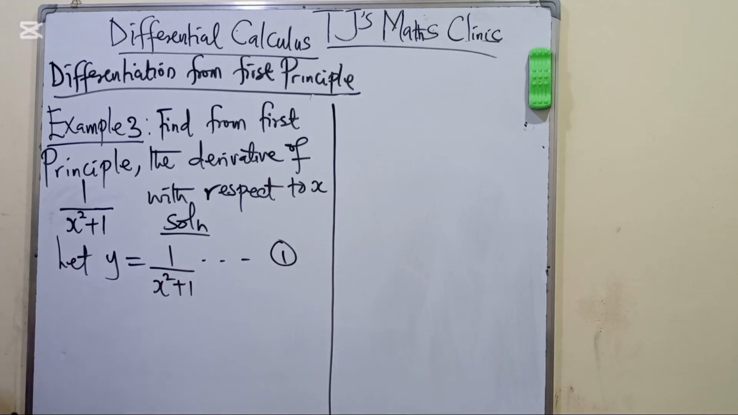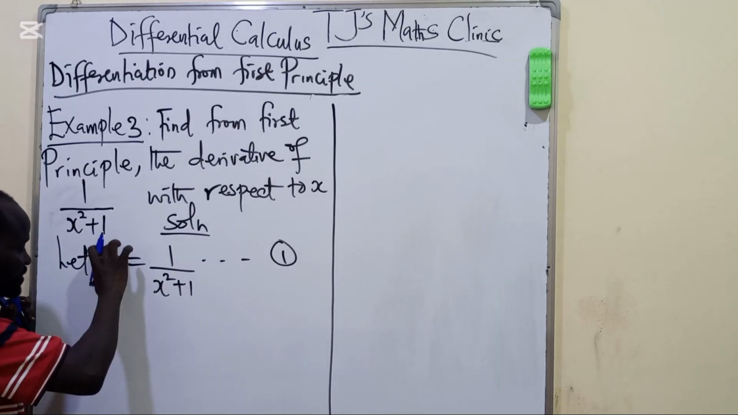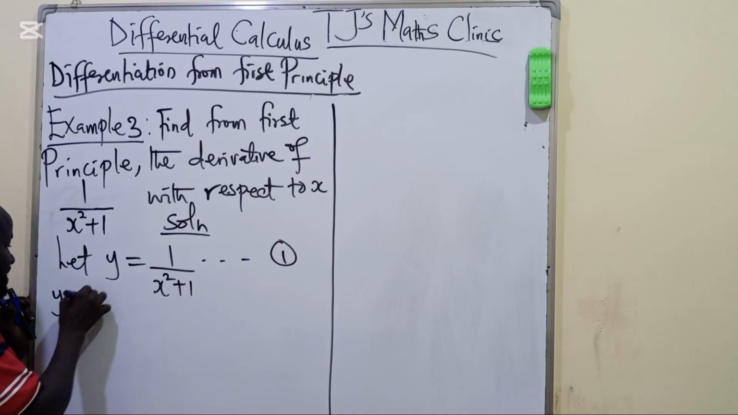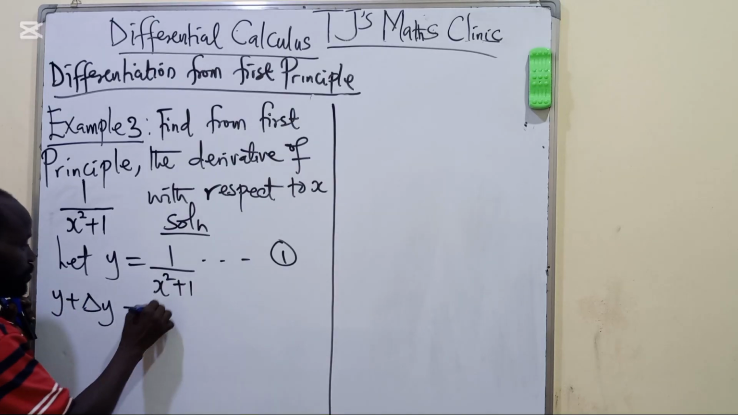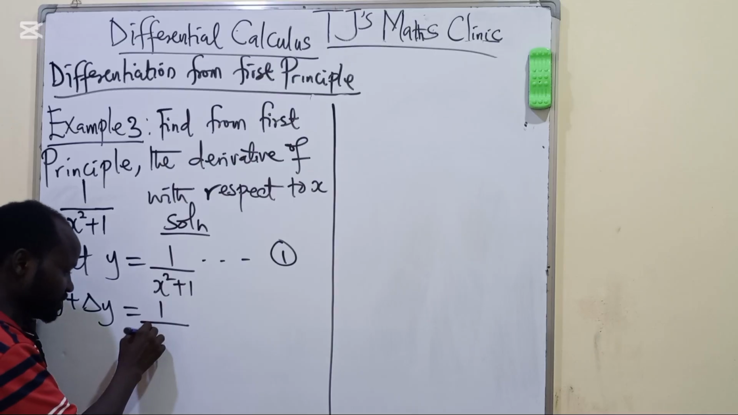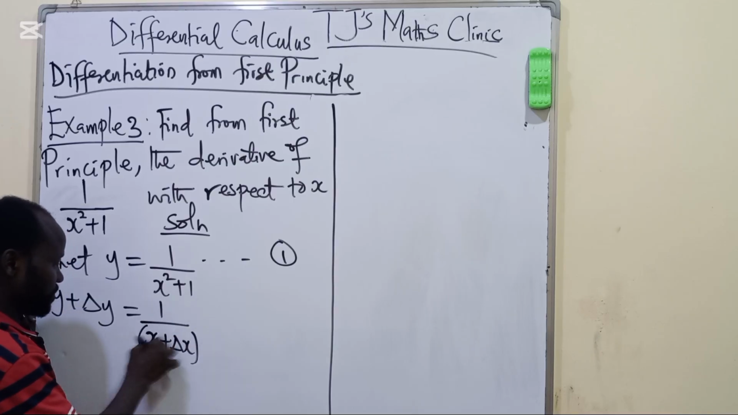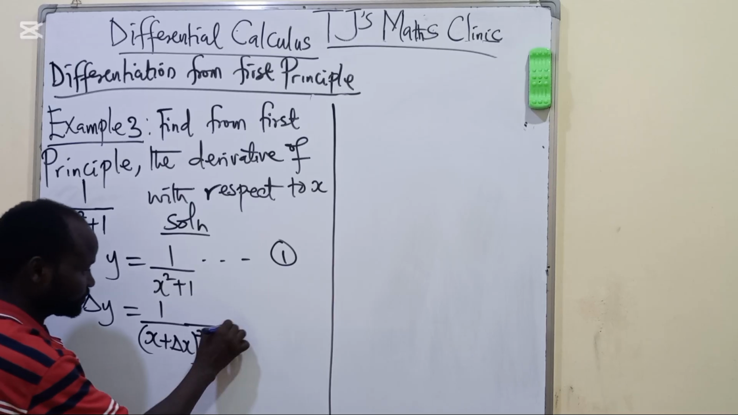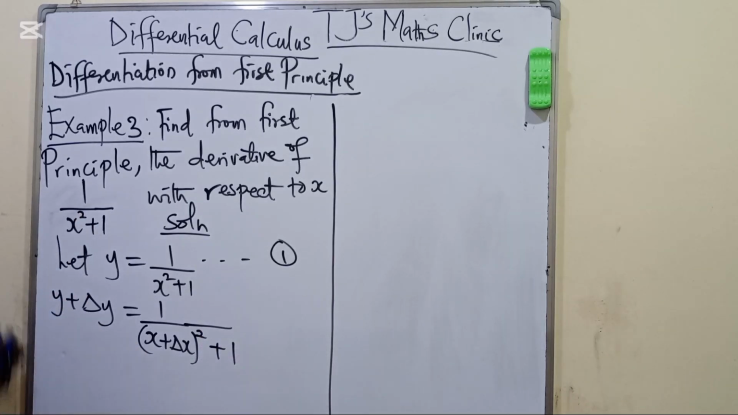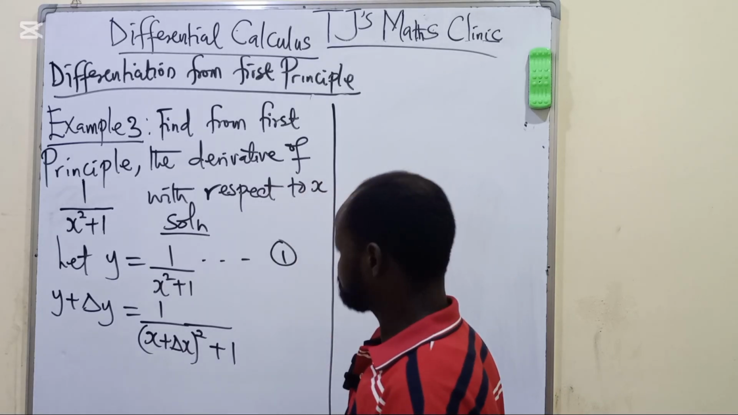Very important. Increase in this y with respect to x, or increase in this y, will be y plus delta y, which equals 1 divided by, anywhere we see x, it will be x plus delta x because of this square, all square plus 1. Very important. Let's work on this to get equation 2.